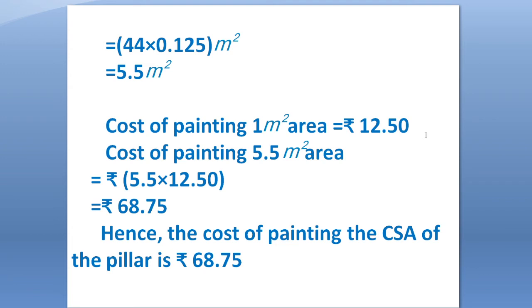Okay, now cost of painting 1 meter square area is equal to 12.50 rupees. Therefore, cost of painting 5.5 meter square area is equal to 5.5 into 12.50 rupees. So is equal to 68.75. Hence, the cost of painting the curved surface area of the pillar is 68.75 rupees.